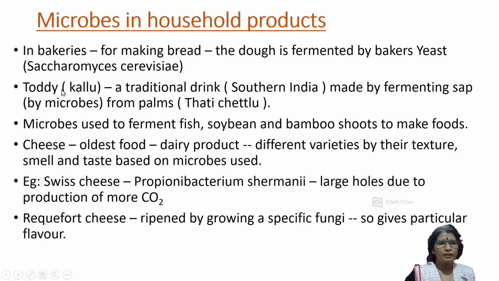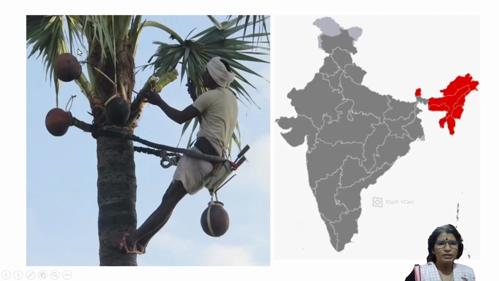And toddy, the common name is kallu. It is a very common traditional drink in southern India, which is made by fermenting sap by the activity of microorganisms from palms, that is tati chettu. Here you can see this is tati chettu. The tip of the tree has some branches. These branches secrete sap. This sap is collected into small pots. So this sap, by the activity of microorganisms, is converted into fermented kallu.